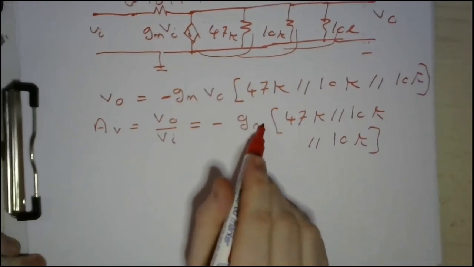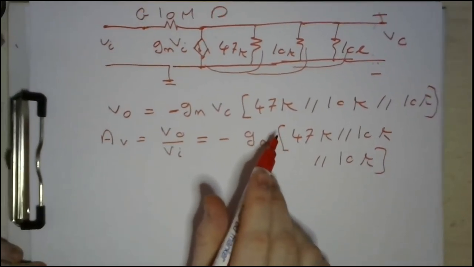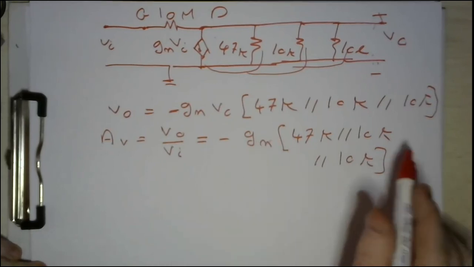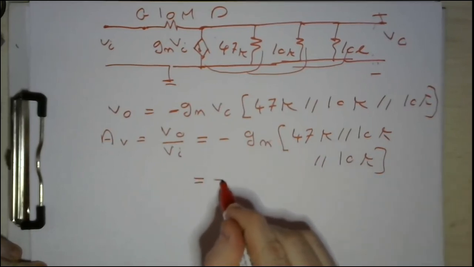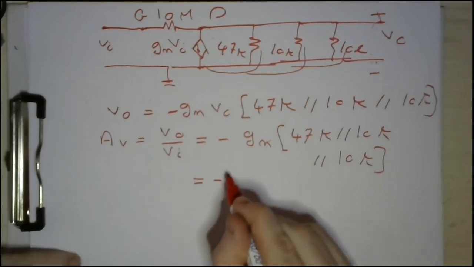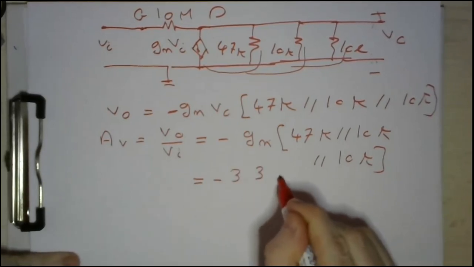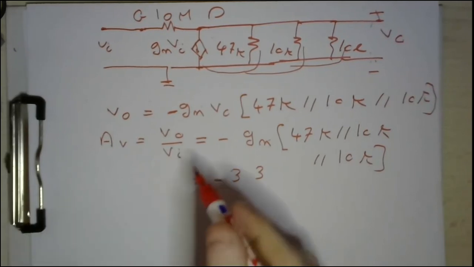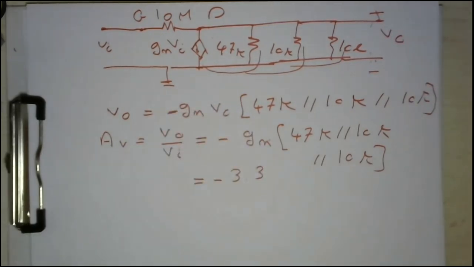GM we already calculated, it was 0.725 milliampere per volt squared. And here we have these values, and this will result in negative, I think, let me check, I think 4.3. Yeah, no, 3.3. Negative 3.3. Of course, the gain is dimensionless because it's voltage over voltage. So you can very easily calculate the overall gain of this circuit. Okay, this is the first requirement in the AC.